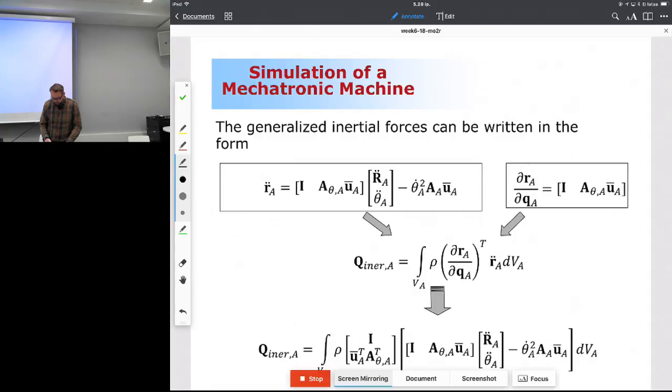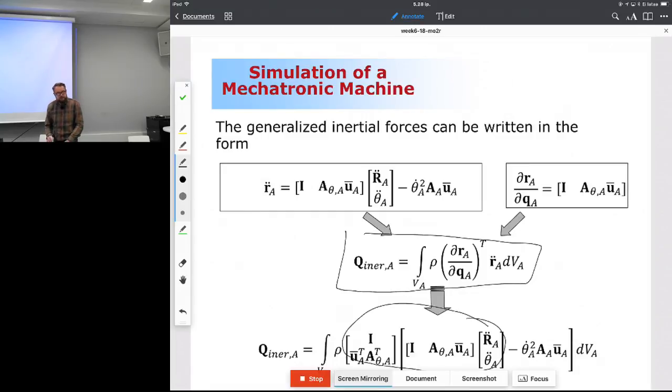So we looked at generalized inertia forces, and generalized inertia forces consist of two parts. One is linearly related to acceleration, this part here, and the other part is quadratically related to angular velocities. We already looked at the first part, this one here. Now what we're going to do next is take a look at this quadratic velocity vector.